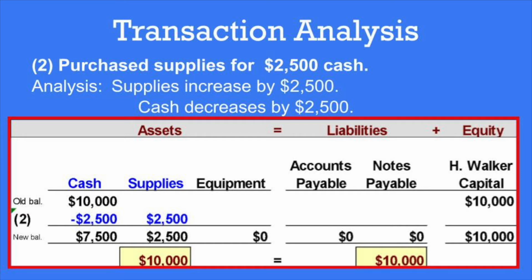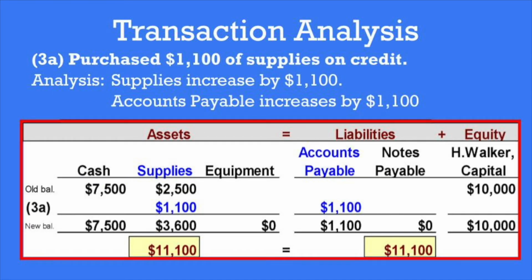So the asset of supplies went up by $2,500. The asset of cash went down by $2,500. Notice that assets still equal liabilities plus owner's equity. Let's look at a third transaction.